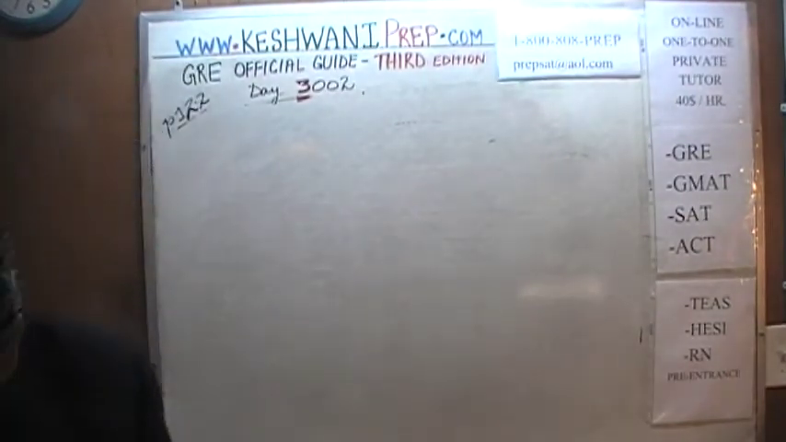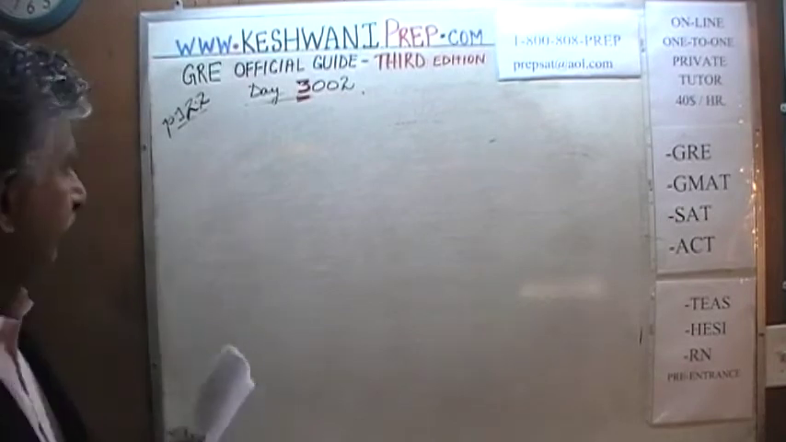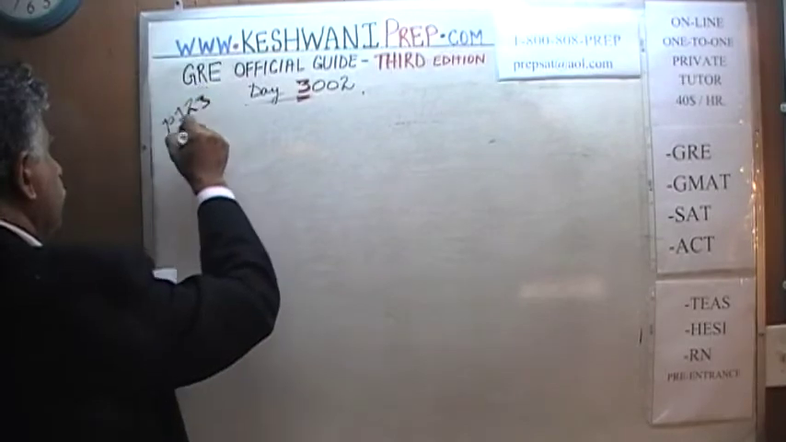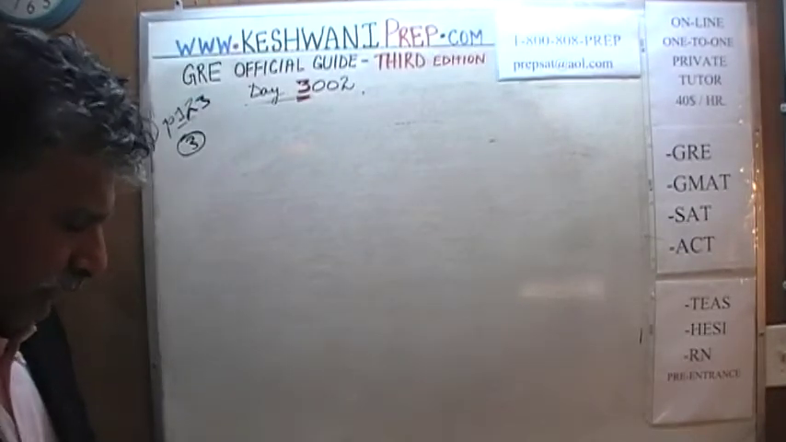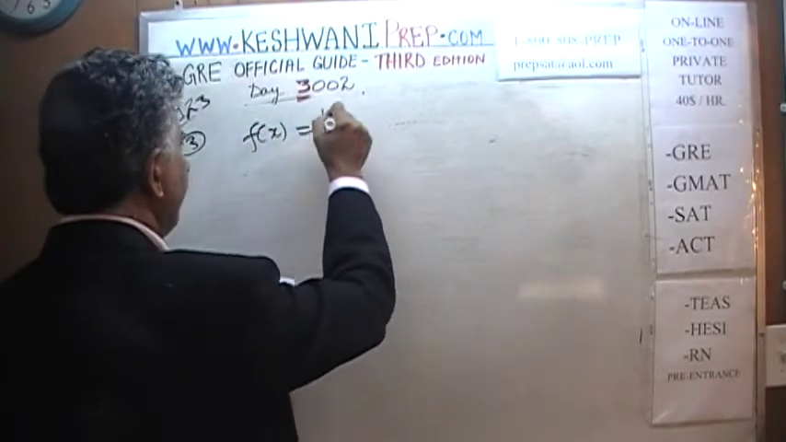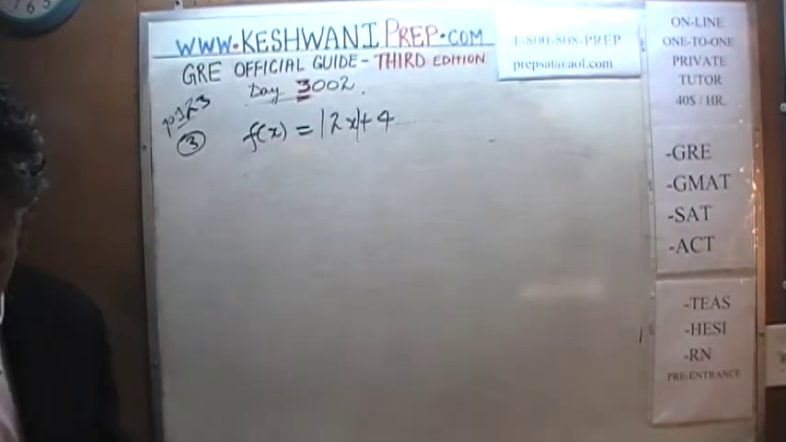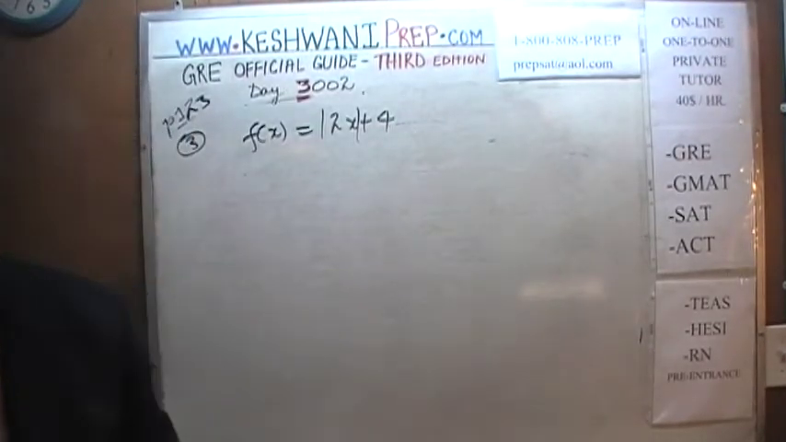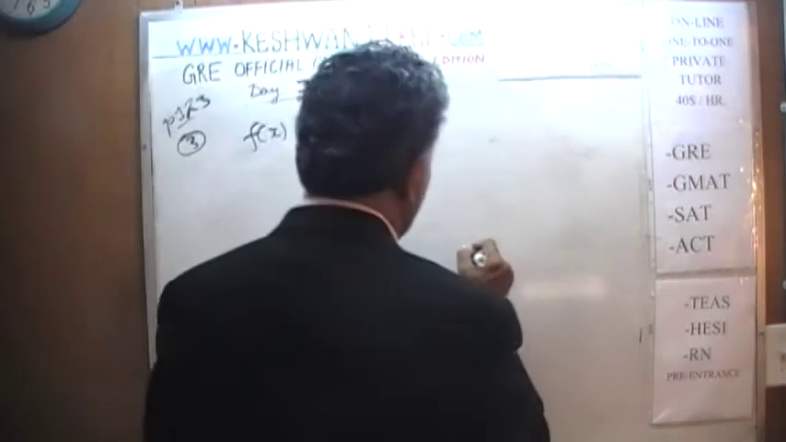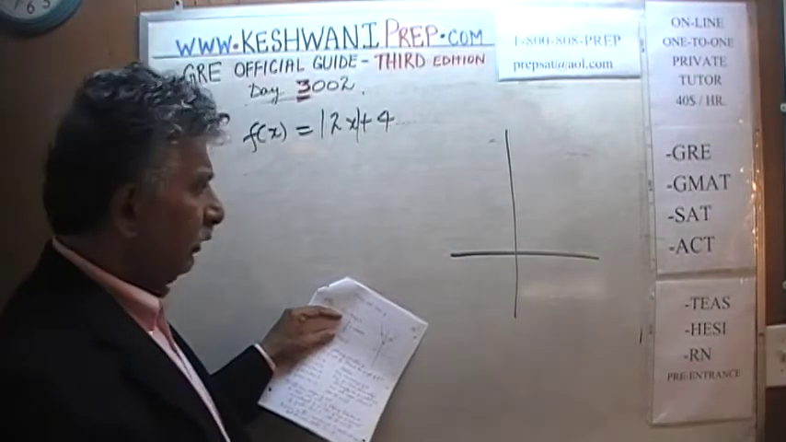Next problem on page number 123, number 3. And number 3, they give us a graph, f(x) is equal to the absolute value of 2x, and then 4 is outside. And they even tell you what the graph looks like, which of course makes perfect sense, because if you were to plot it, I'm going to first plot it and then we're going to do it freehand.